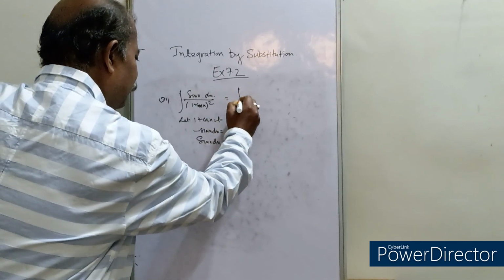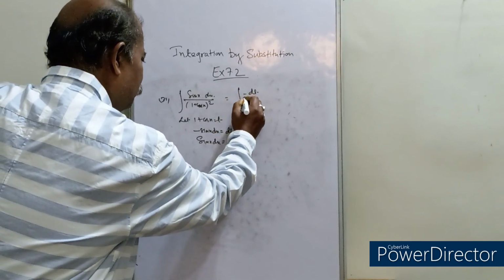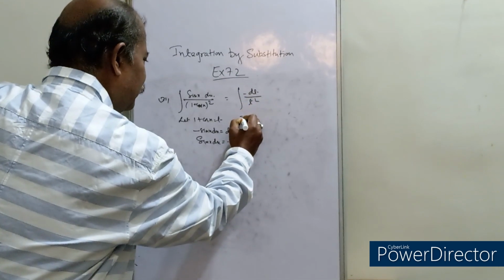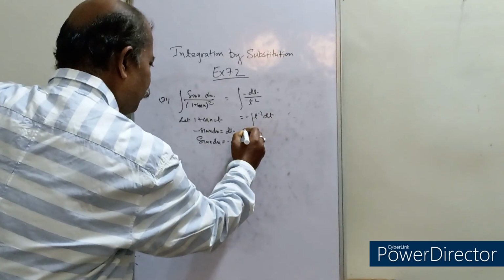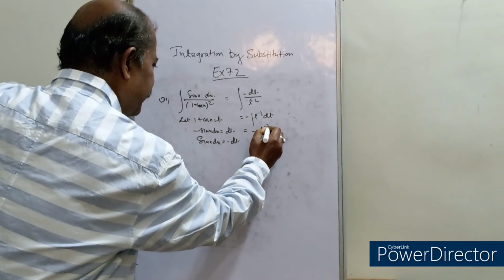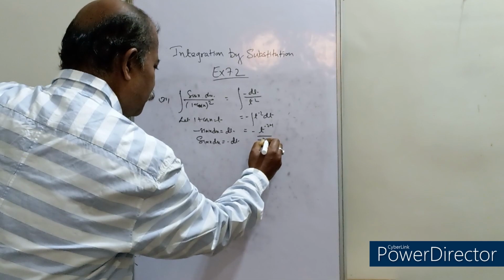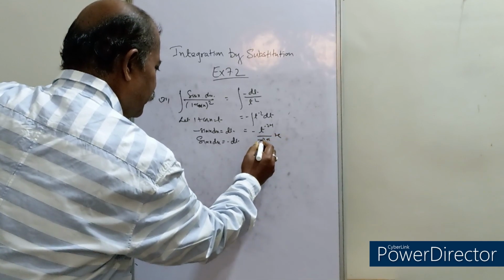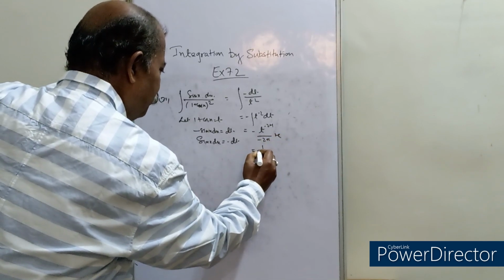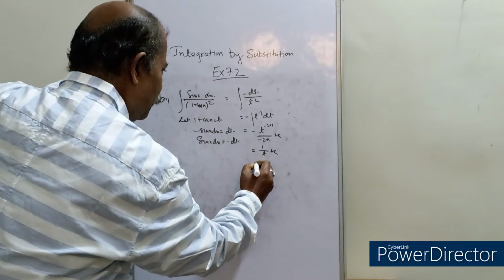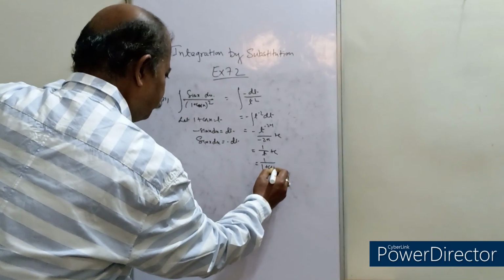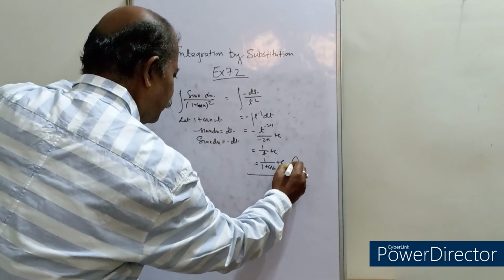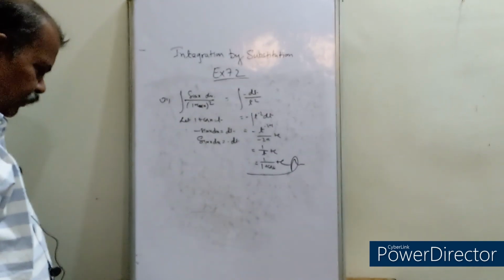Now you put the value here: minus dt by t square, that is equal to minus t to the power of minus 2 dt, which comes out to be minus t to the power of minus 2 plus 1 by minus 2 plus 1, plus c. So this is minus times minus, giving 1 by t plus c. So this comes out to be 1 by t, that is 1 by (1 plus cos x) plus c. This is your answer.